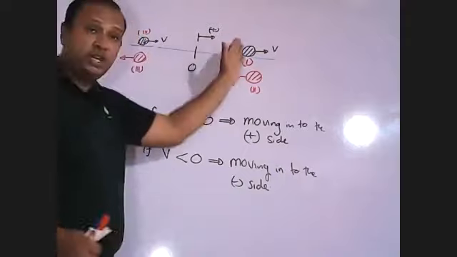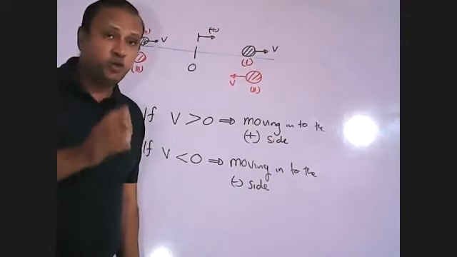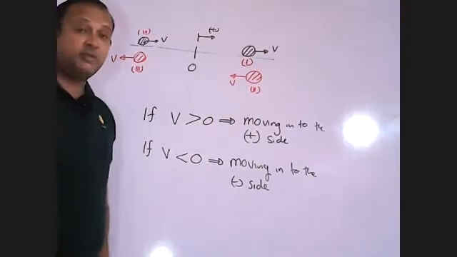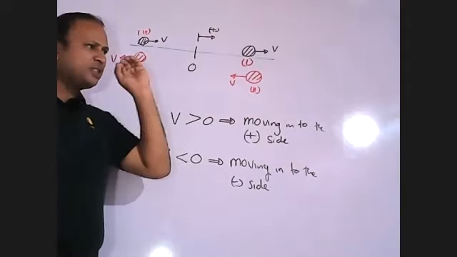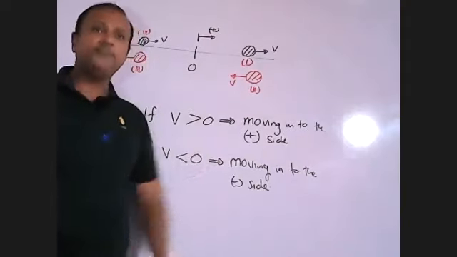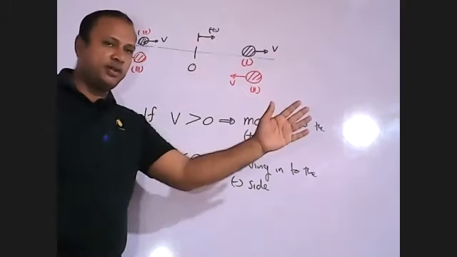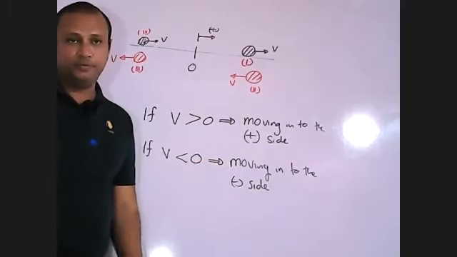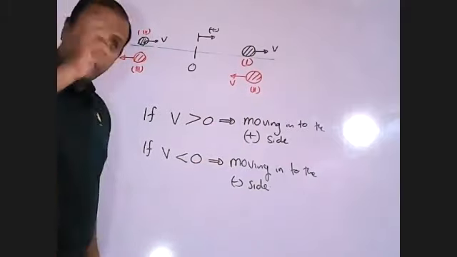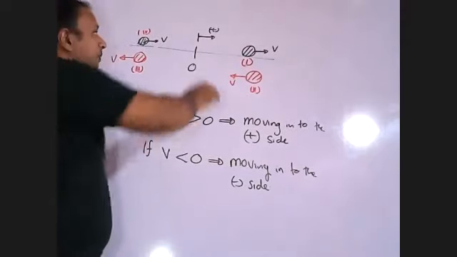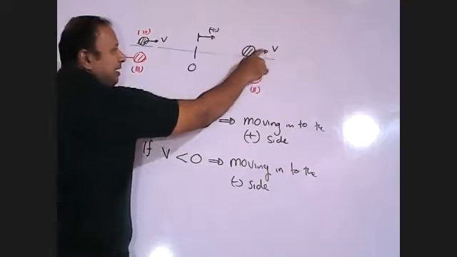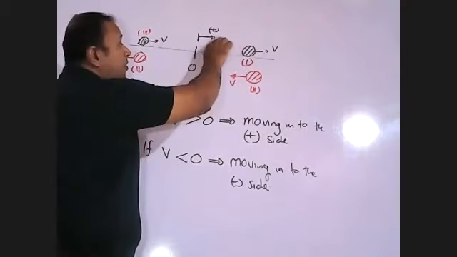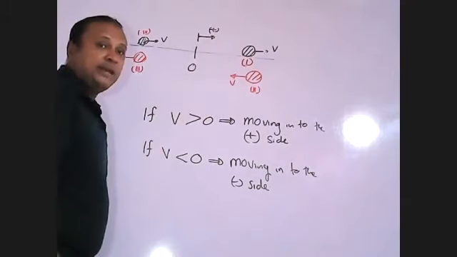Initially, we have defined the positive direction. The meaning of positive direction is that any vector quantity in that direction will be positive. Any vector quantity in the opposite direction will be negative. According to that definition, you can clearly see this velocity, the number one velocity, is in the positive direction. Therefore, its sign is positive.